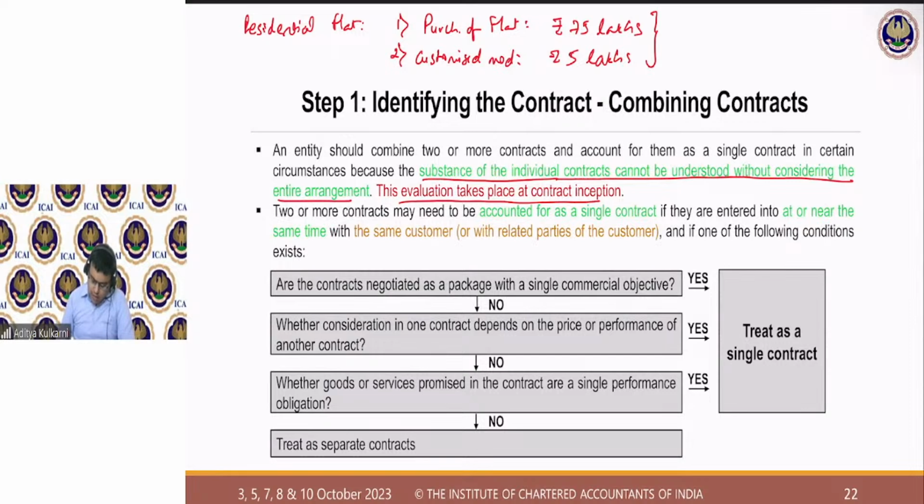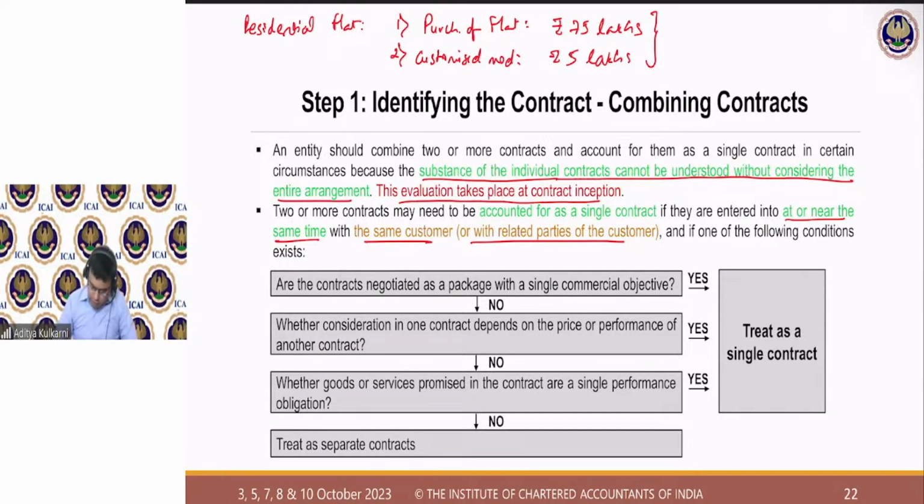Two or more contracts may need to be accounted for as a single contract if they are entered into at or near the same time with the same customer or even with related parties of the customer. So suppose holding and subsidiary are your customers or whatever related parties they are. So it's not restricting to the same customer. It's also extending to the related parties.